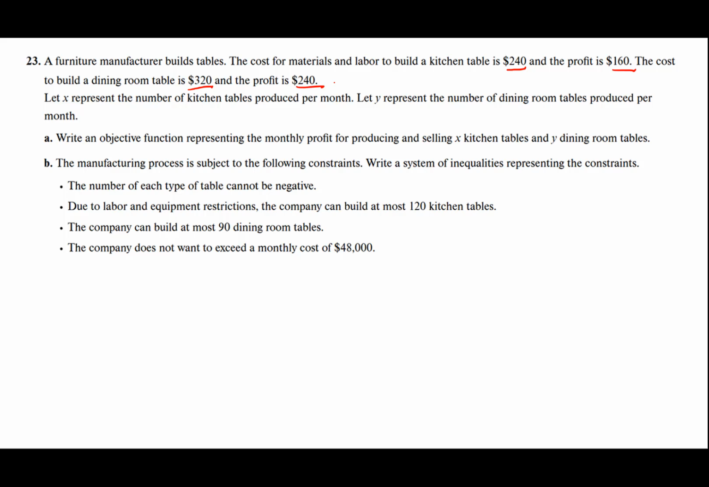Write an objective function representing the monthly profit for producing and selling X kitchen tables and Y dining tables. So, objective function representing the profit. Okay, so we have to look at the profits. The profit for a kitchen table is $160 and the profit for a dining table is $240. So P(X,Y) is equal to 160X plus 240Y. So that's the profit function, and that's the function we are going to want to maximize in the problem.